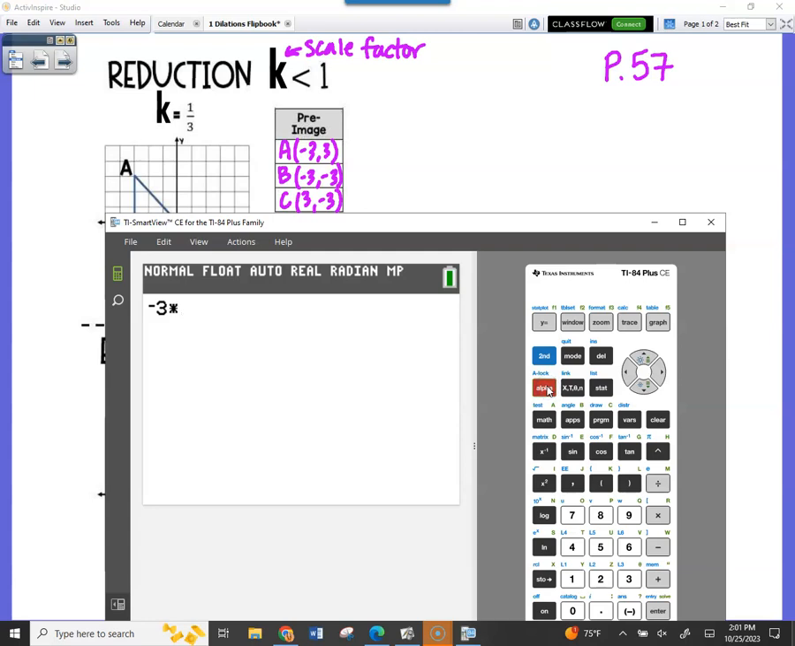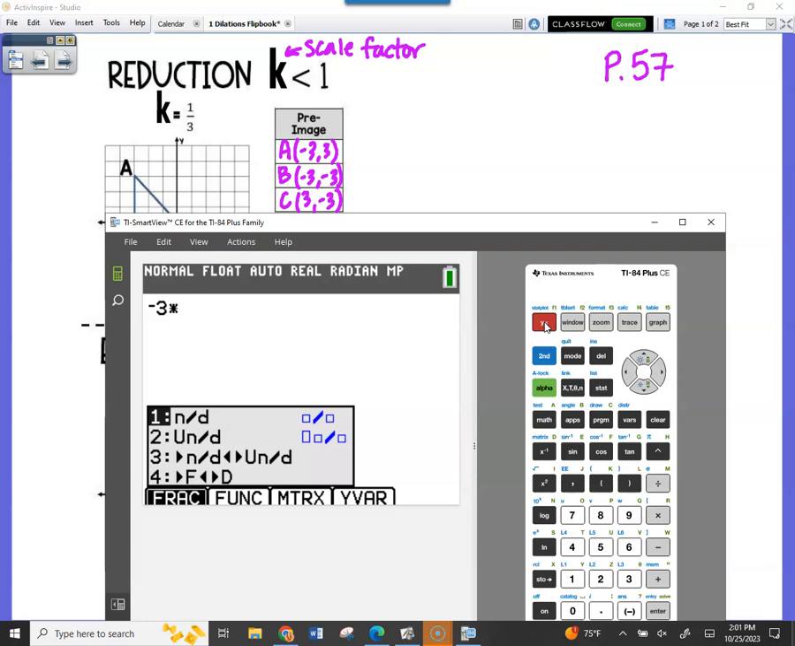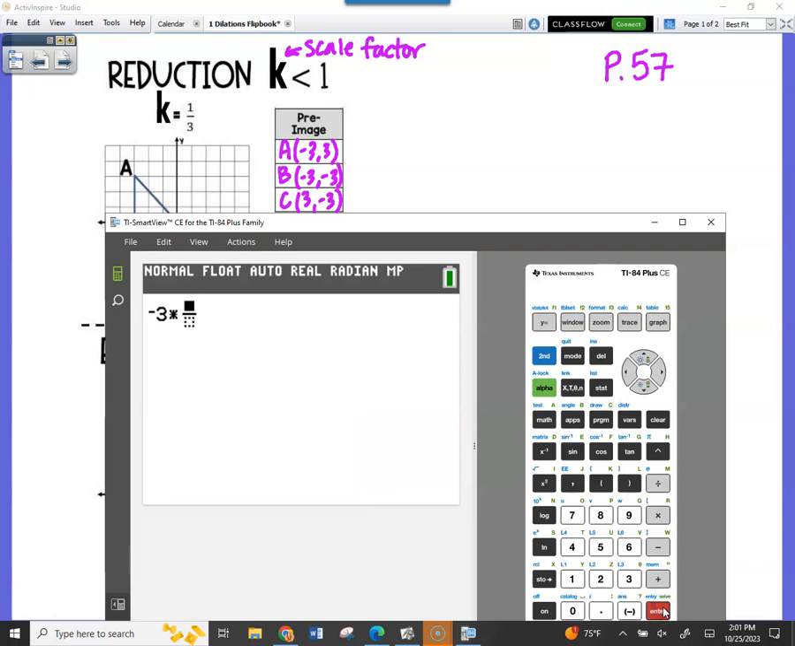Alpha, with me? Alpha, y equals, and it's that very first option, n/d, that means numerator over denominator. Hit enter. Then it will appear in math print mode, so you can type a 1, arrow down, type a 3, hit enter. It's like -3 times, then alpha y equals. There you go.